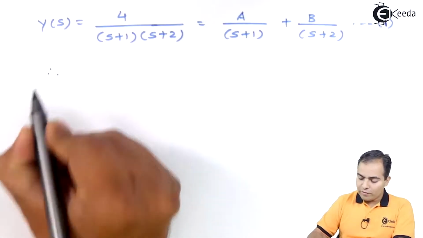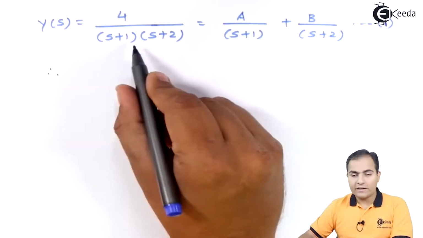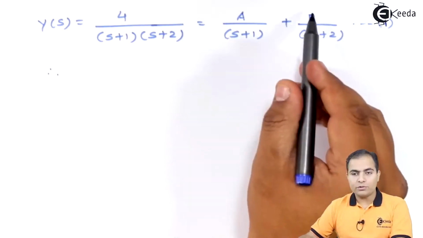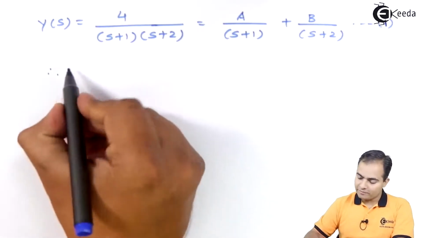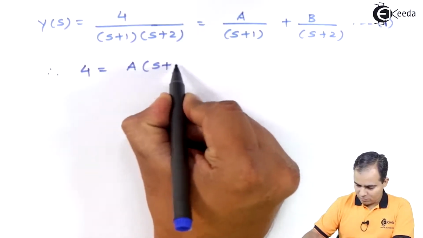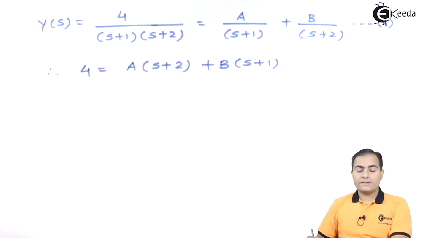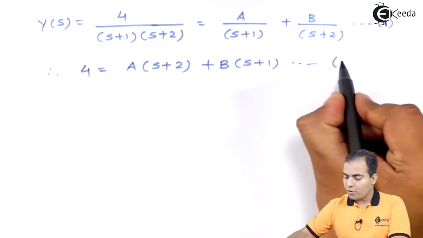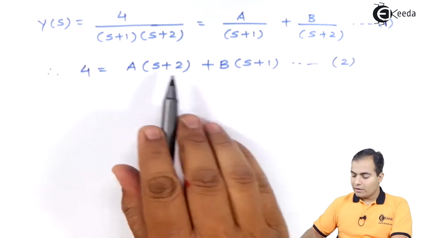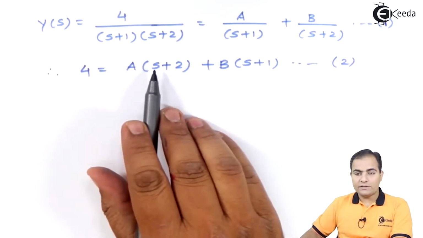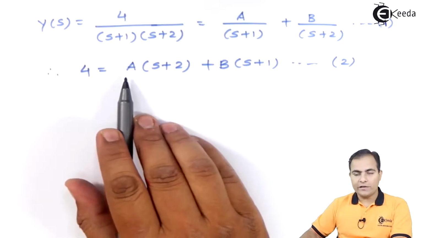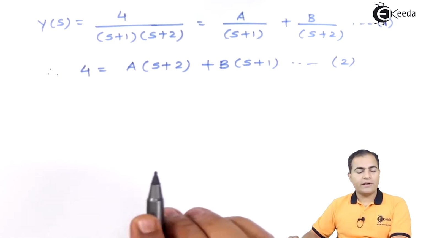Now, what will you get? These two denominators will get cancelled. A will be multiplied with s plus 2 and B will be multiplied with s plus 1. Now, what is our next step? This will be my equation number 2. Now, substitute s values such that you will get the values of A and B separately.